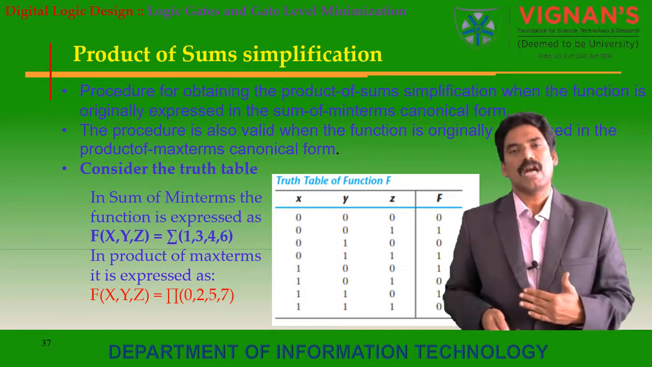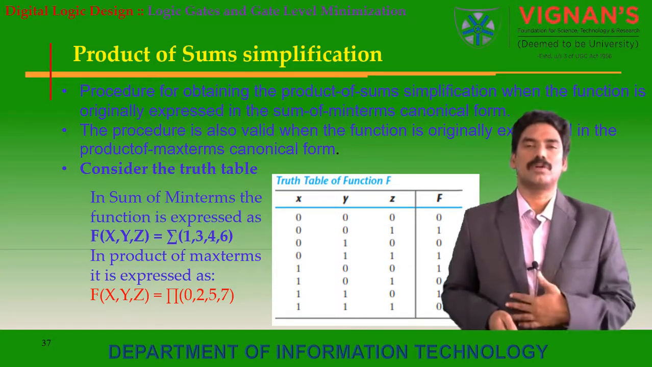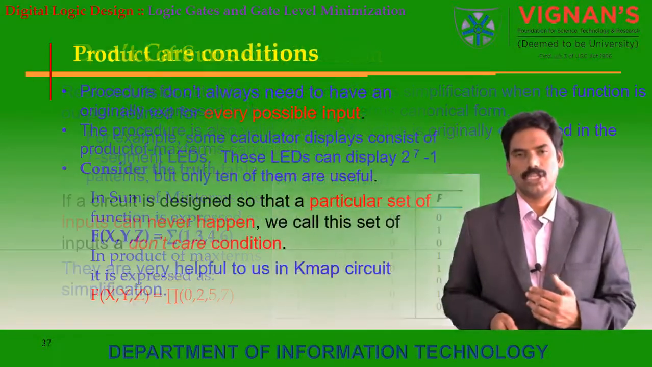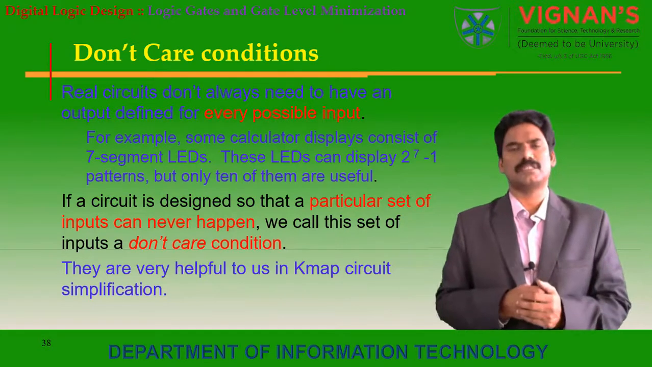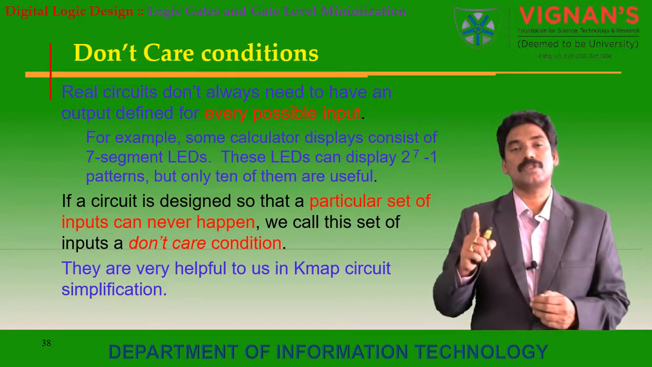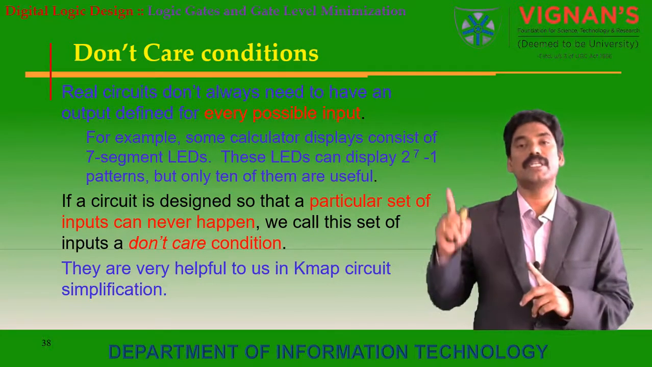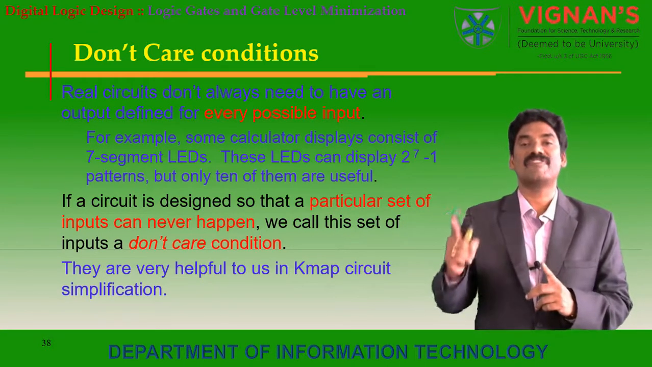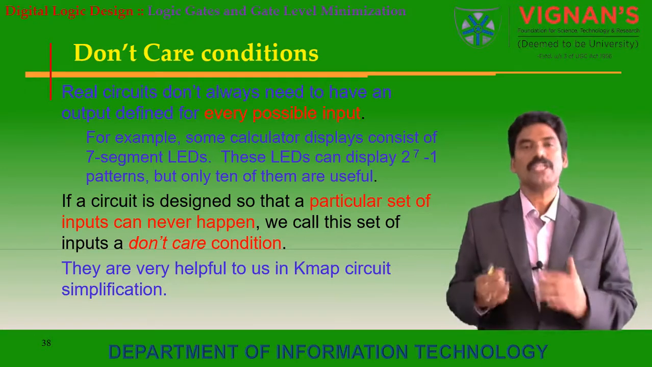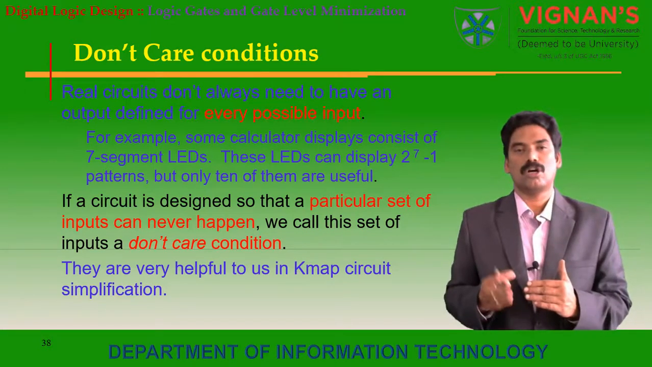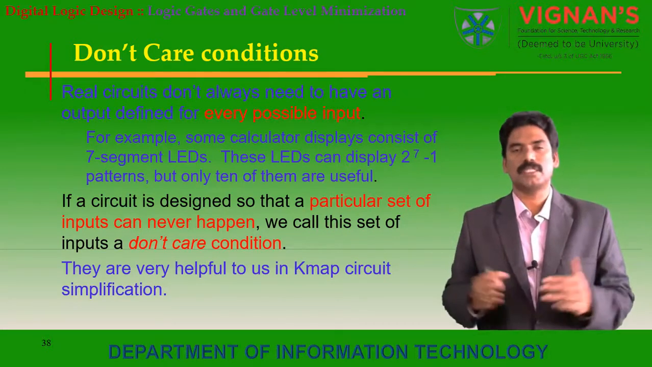And now we are going to discuss don't care conditions. What are these don't care conditions? What is the need of these don't care conditions? Real circuits don't always need to have an output defined for every possible input. No need of all possible outputs. For example, you consider this one.